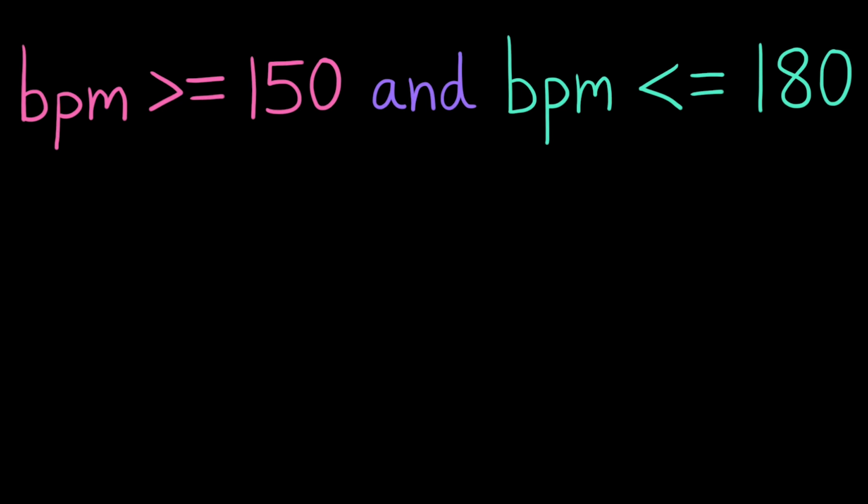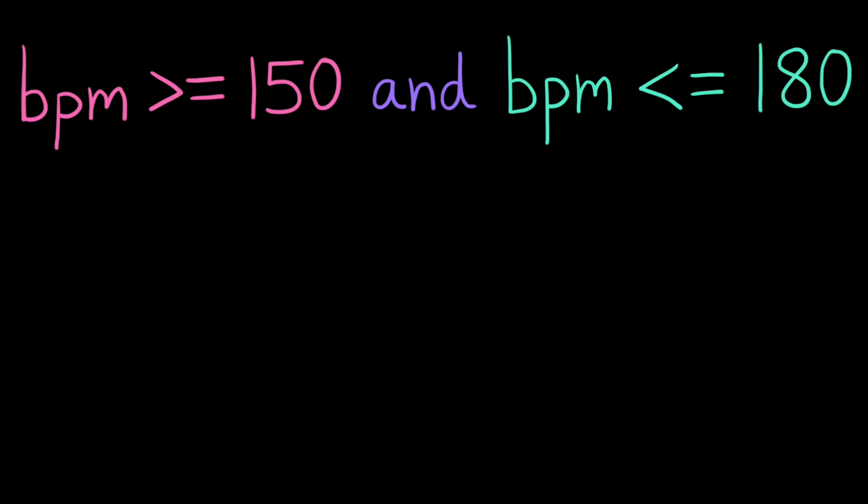This expression asks, are the song's beats per minute both greater than or equal to 150 and less than or equal to 180? Logical operators like this and come last in the order of operations, so the computer evaluates the two sides separately first. Let's say the variable BPM contains the value 200. The comparison operators greater than or equal to and less than or equal to have the same level of precedence, so the computer evaluates left to right.